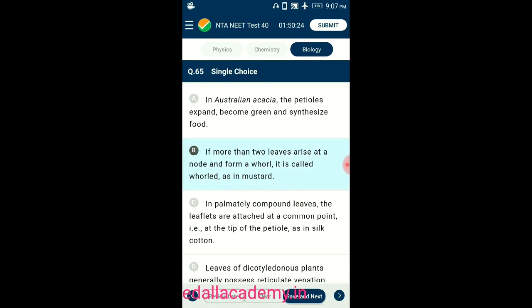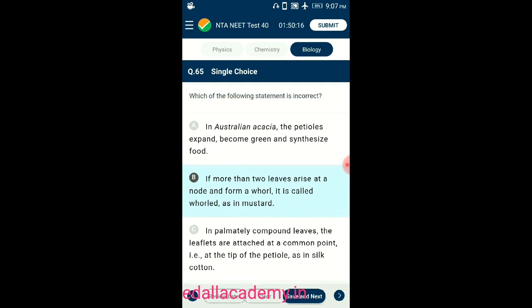That is the incorrect statement. If more than two leaves arise at a node and form a whorl, it is called whorled, as in mustard. So this statement is wrongly given.